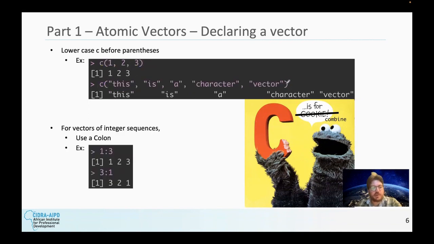If you want to declare a vector which is an integer sequence, then a very handy trick is to use the colon notation. If you put a number, a colon, then another number, it just counts from the first number to the second number. Notice you can either go forwards or you could go backwards by saying 3:1, and then it'll give you the vector 3, 2, 1.